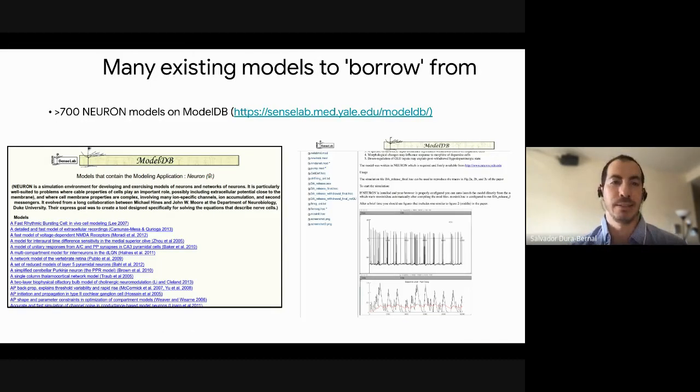And there are many existing models. As I mentioned, in ModelDB, you can find a list of all the models in NEURON, and you can borrow pieces and components from them. You can borrow cells, you can borrow ionic channels, and so it's a great tool to use because we have a lot of resources available.